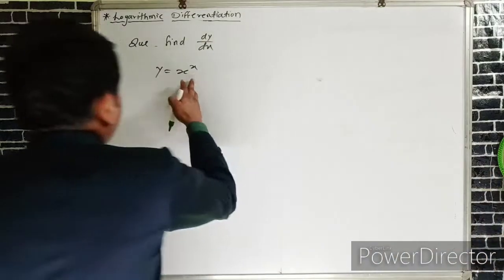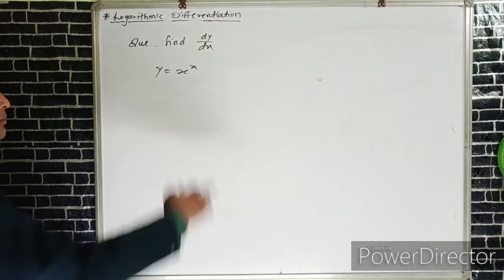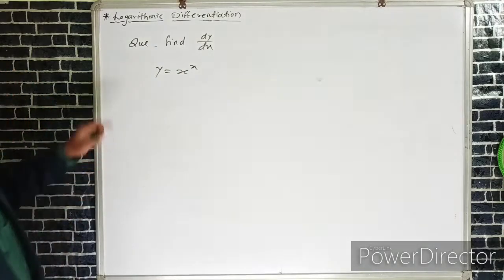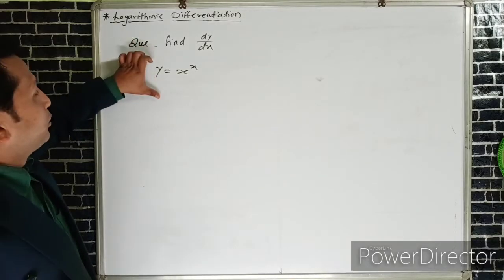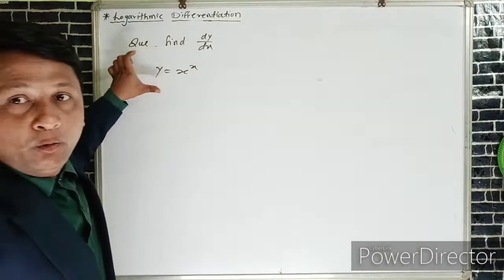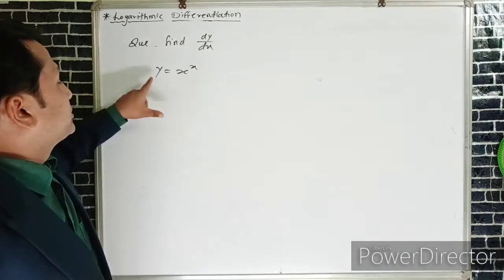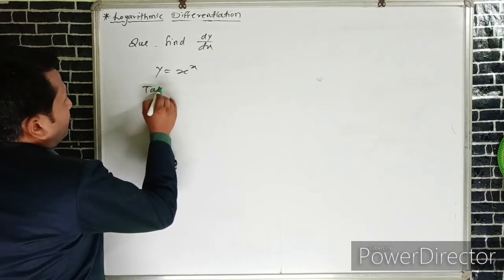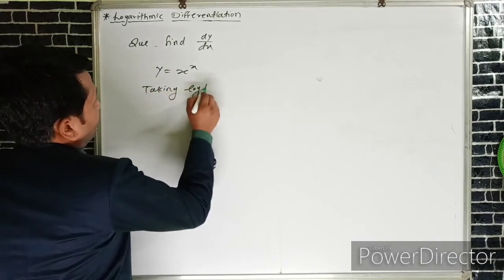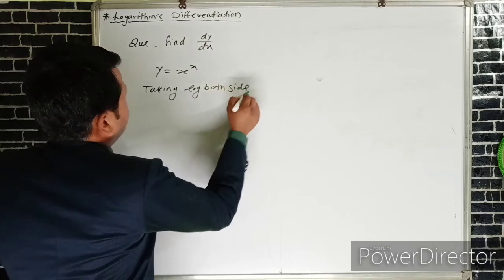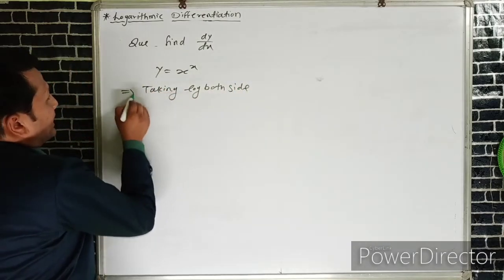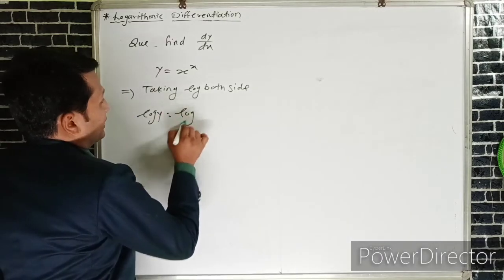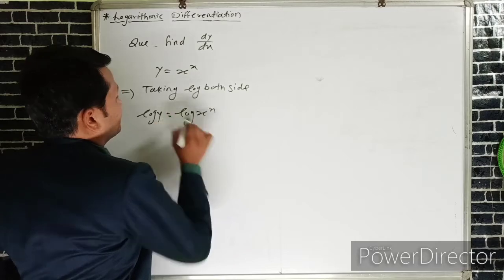If we have to differentiate the given function, then before the differentiation we first take log on both sides. Hence we can find the derivative by using log for this type of function, x raised to the power x. If we take log on both sides, then we can write log y is equal to log of x raised to the power x.